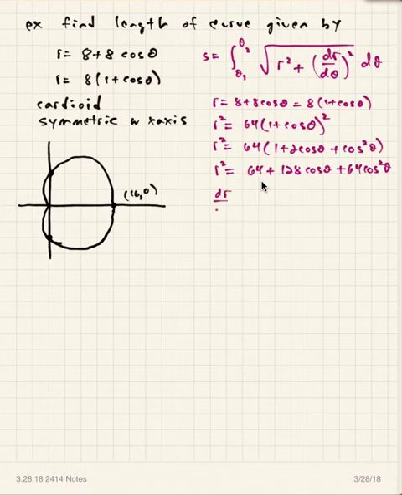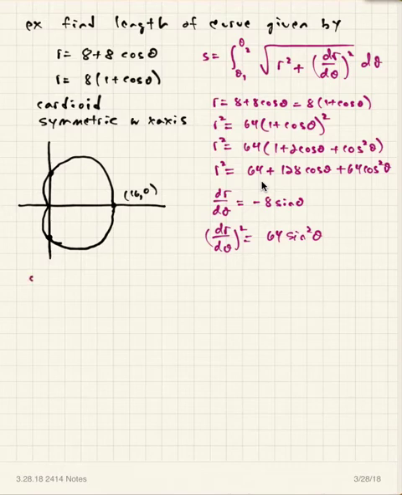And then dr d theta, the derivative of r with respect to theta, would just be negative 8 sine theta. So this is a lot easier, luckily. dr d theta quantity squared would be 64 sine squared theta. So those are the two pieces to my integral, the pieces that are underneath the radical here.